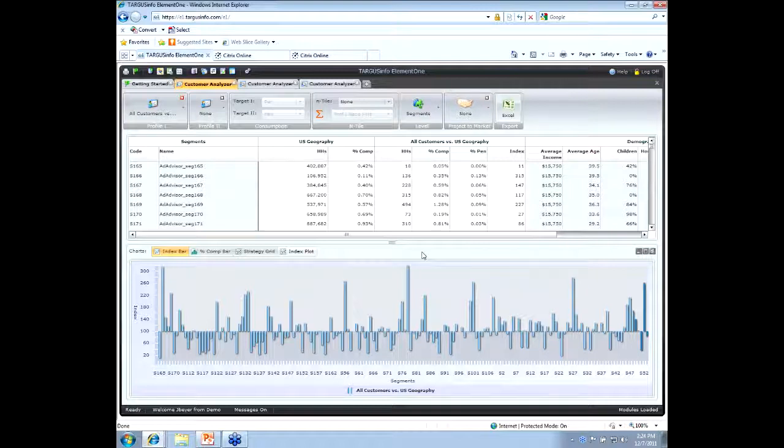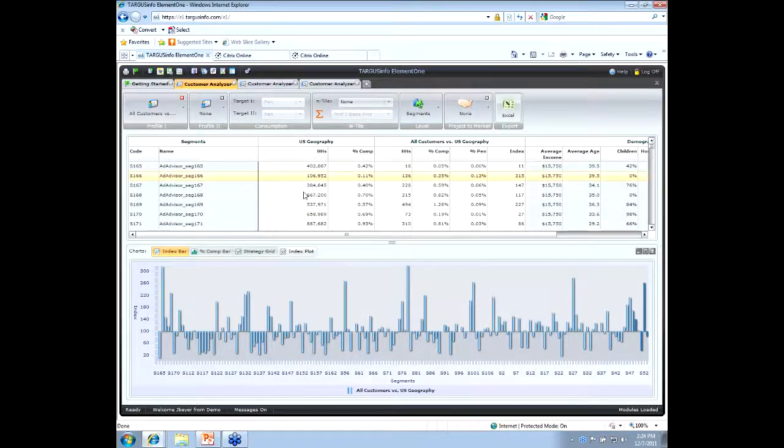And what we're looking at is the index distribution of those segments relative to customers. And so what we're looking at on this index here is there's segments exhibiting a very high propensity to buy this product or service relative to their size in the market.